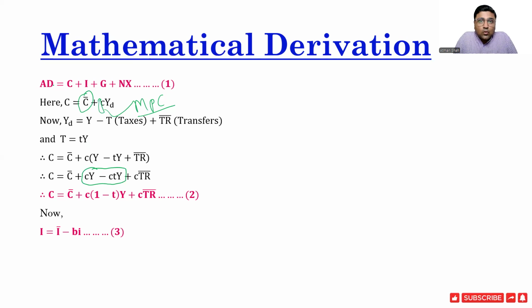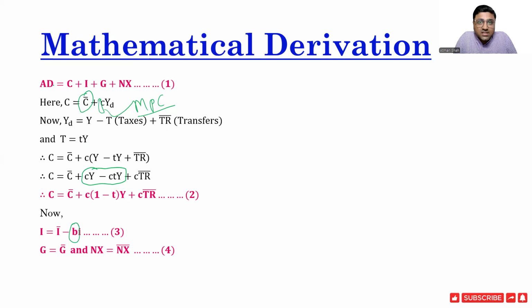I is equal to I bar minus bi. Again, I bar is autonomous investment which does not depend on the level of income or rate of interest. b is the responsiveness of investment to changes in the rate of interest. G and NX are constant. Therefore, G is equal to G bar and NX is equal to NX bar.